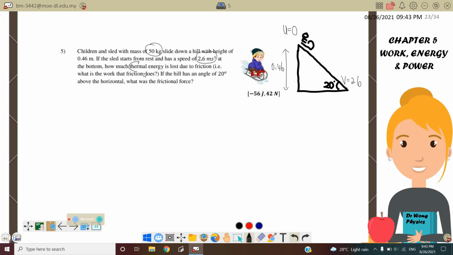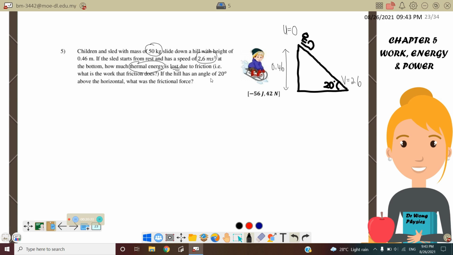How much thermal energy is lost? This time it's not because of the friction, it's because of the thermal energy, due to the friction. Because of the friction, it has already been converted into thermal energy. So what is the work that friction does? We need to find the work done due to the friction.